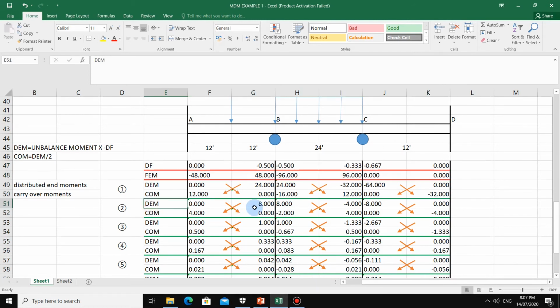So here it's in the DEM. Okay? So first, in this cycle, guys: one, determine the unbalanced moment. Okay, determine this unbalanced moment. Then the second is the DEM, distributed end moments. Then the third is carry over moments. Okay, so that is our one goal, our cycle, guys, until it reaches equilibrium, until the joint becomes zero, our B and C.